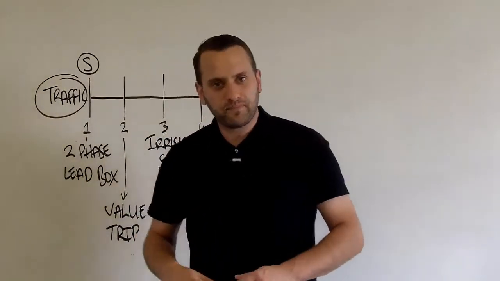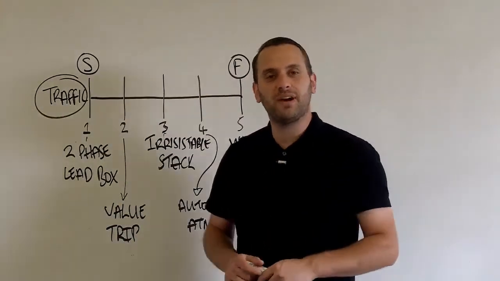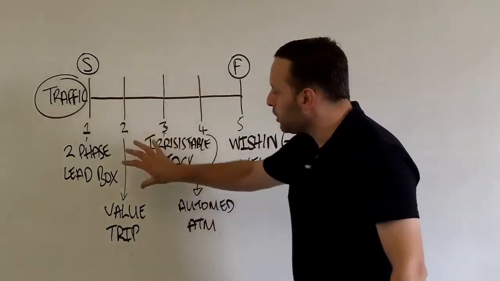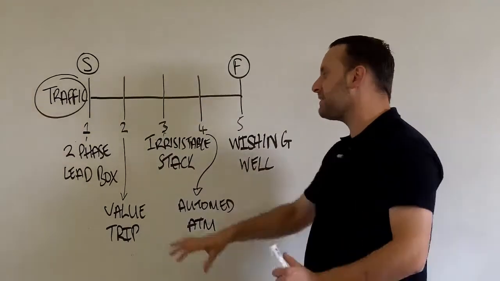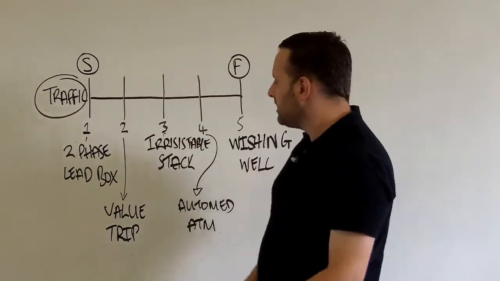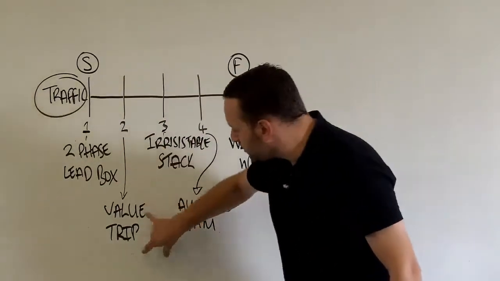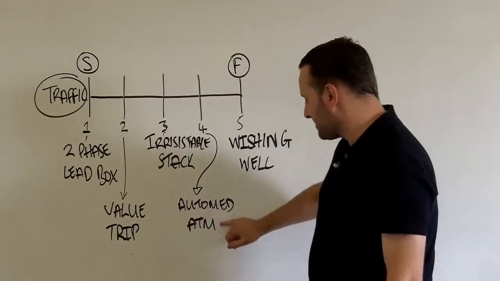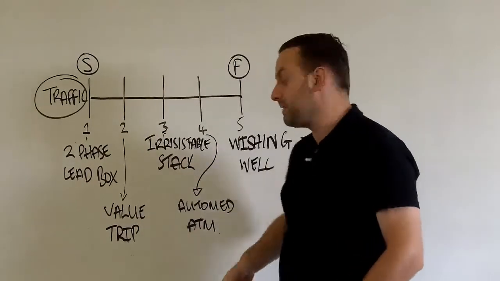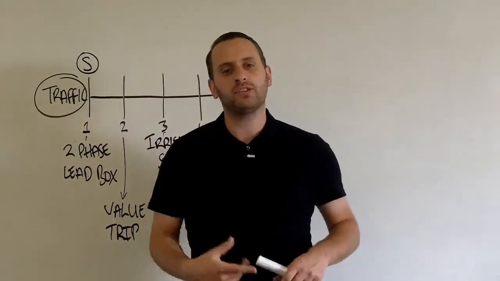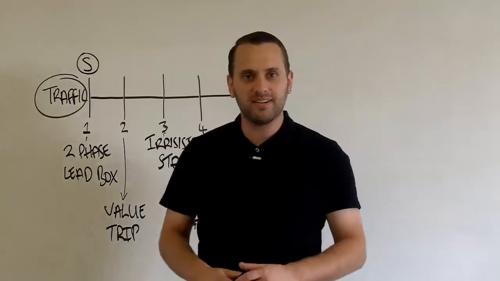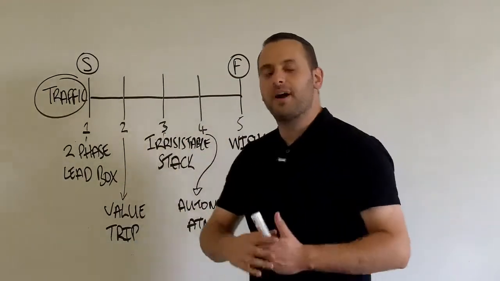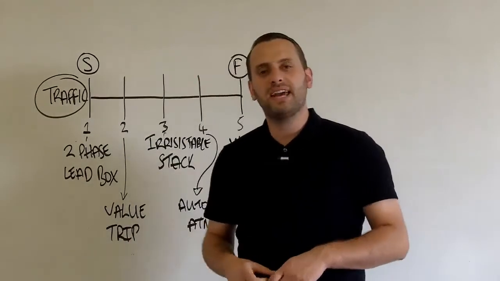Now, this concludes this video. What we're going to do in the next training video is get into the specifics of each of these areas and how all this is done. How do you build your list? What is the value trip? How do you put in an irresistible stack? What exactly is this automated ATM and wishing well? Well, that's what we're going to be discussing in the next part of this training, so keep an eye on your inbox.